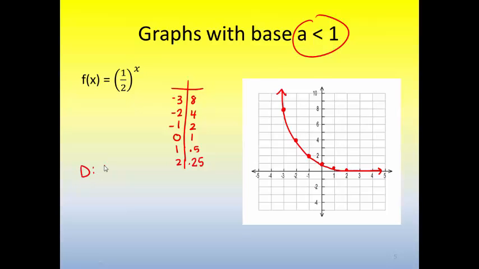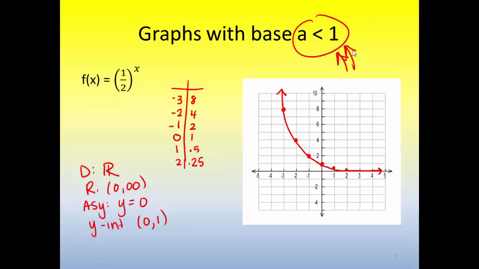My domain is still all real numbers. There's no restrictions. My asymptote is still going to be the x-axis, y equals 0. My range, therefore, is exclusive from 0 to positive infinity. And my y-intercept is 1. So this is a very general graph showing what it looks like when the graph is decreasing, and that has to do with the base being less than 1. I'm taking a fraction and I'm raising it to an exponent. The numbers are going to keep getting smaller if my exponent keeps getting bigger.